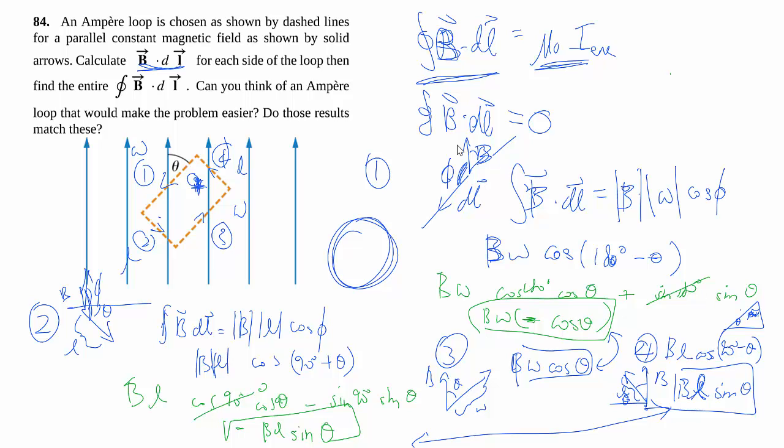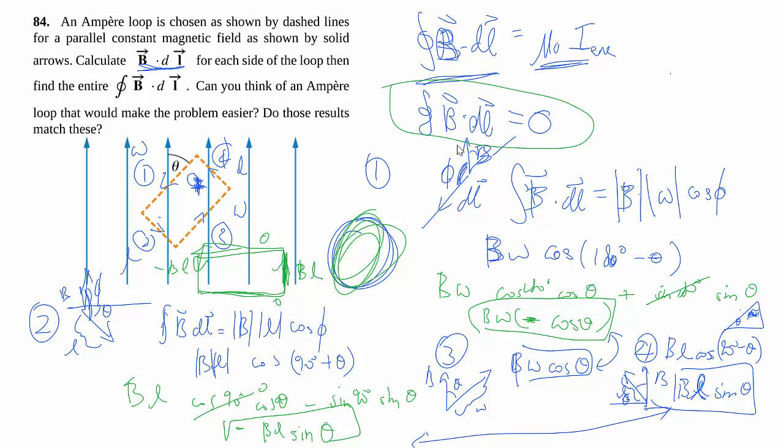We could have, of course, made our lives a whole lot easier by taking a loop like that, so that we know we have B times L, 0, negative B times L because they go in opposite directions, and 0, which also gets us a big fat 0. But the advantage of doing this is that we have kind of shown that this is true in general. No matter what loop you take, it's going to give you 0 as given by Ampere's law, as long as you're enclosing no current.